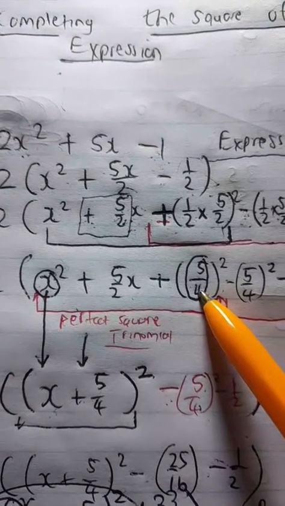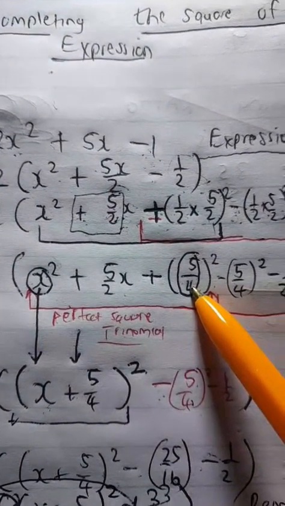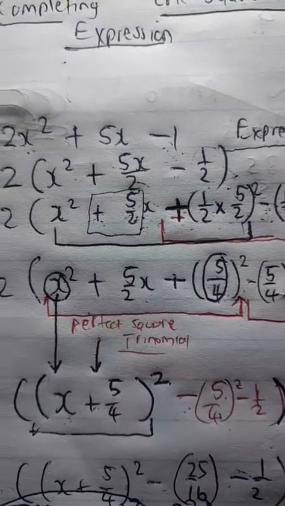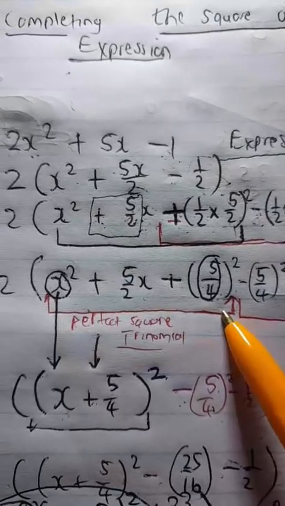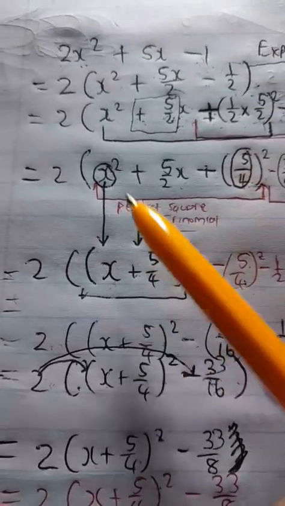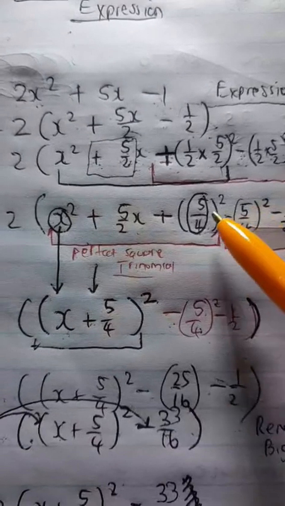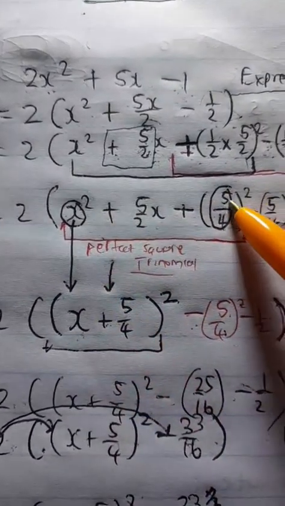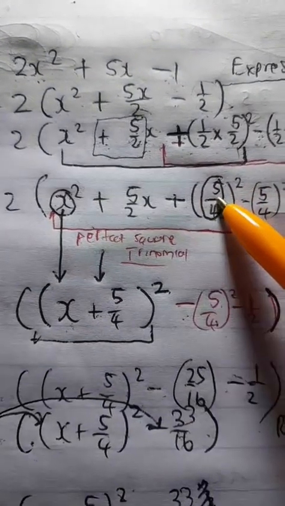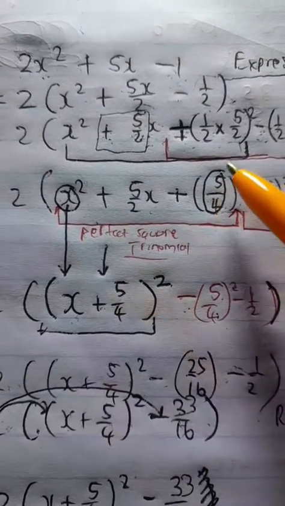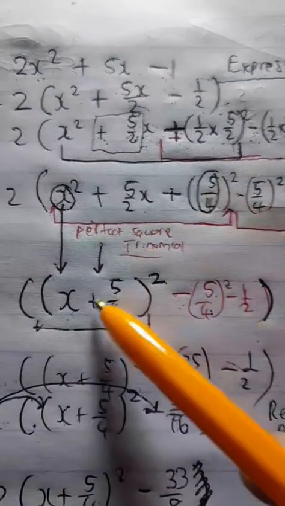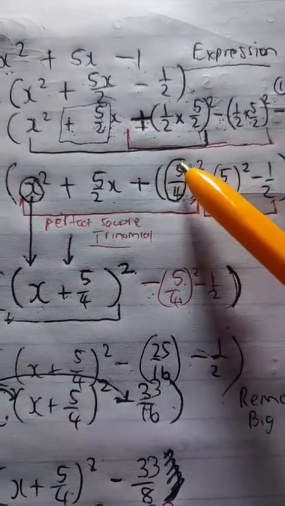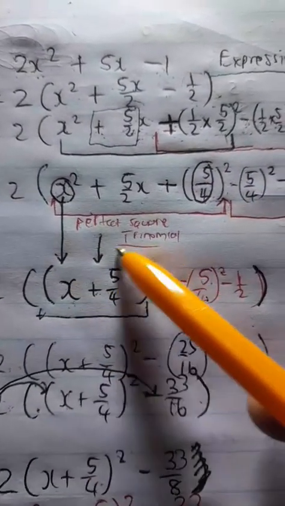Okay? So that's what's important here, is that this is a perfect square trinomial. And the way that you can easily factorize it is you take the x as it is, and you take the 5 over 4, whatever the sign was. If it was minus 5 over 4, we'd have written x minus 5 over 4. But because what is in the bracket is positive 5 over 4, we write x plus 5 over 4.